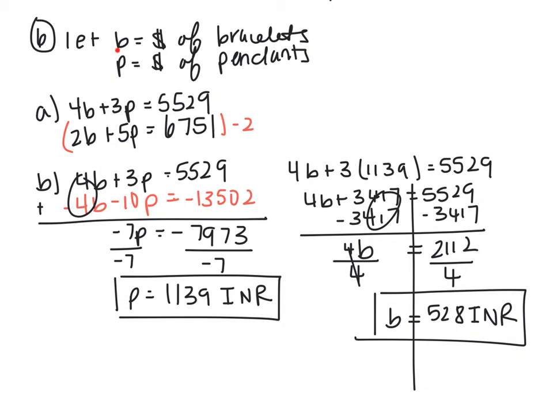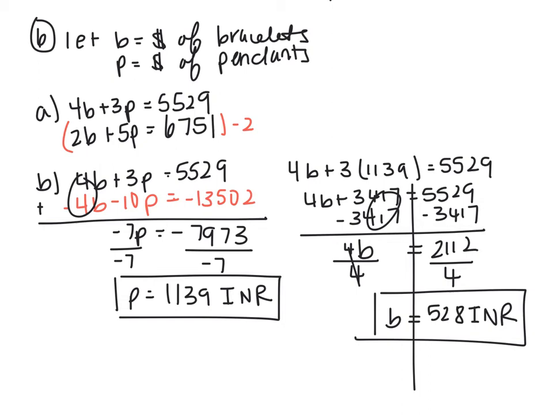So I let B be the price of bracelets. Obviously, it's not going to be US dollars, it's going to be Indian rupees. And P is the price of pendants. So then part A, you have 4B plus 3P is equal to 5,529. That's from Igor's purchase.